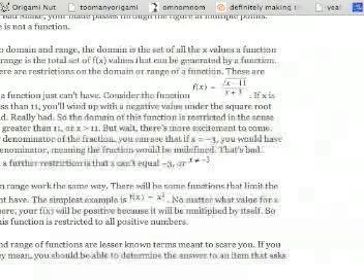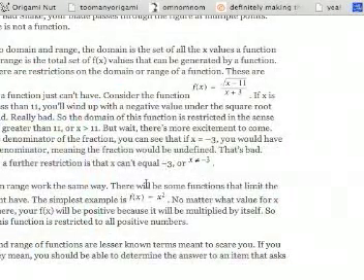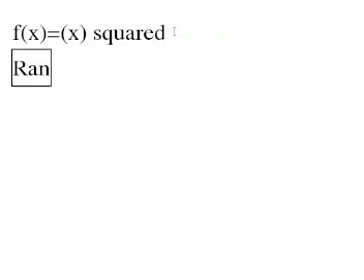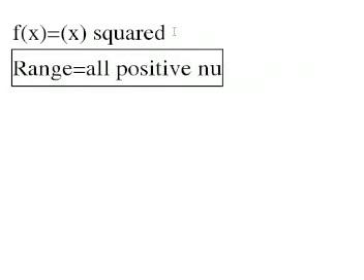And now range is basically what the function can spit out. For example, f(x) equals x squared. So no matter what you put in, the answer will be positive because it will be multiplied by itself. Thus, the range is restricted to all positive numbers.